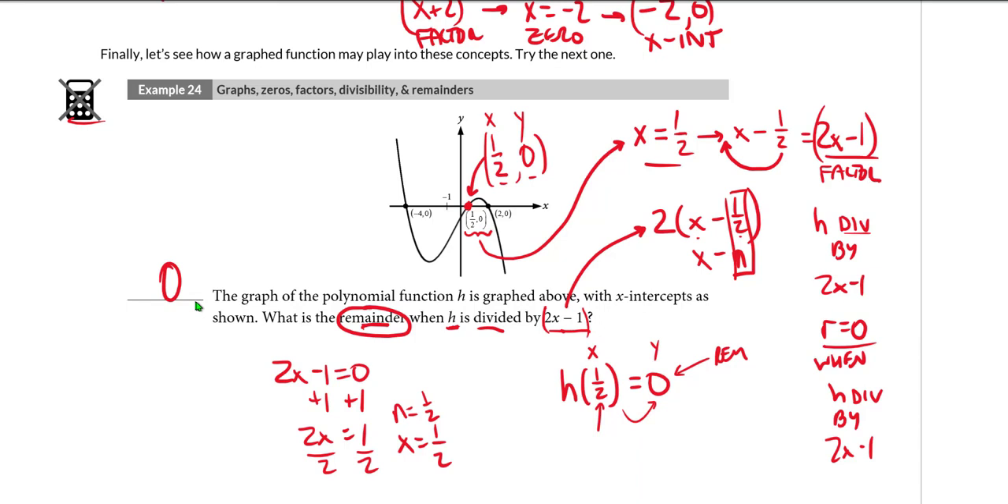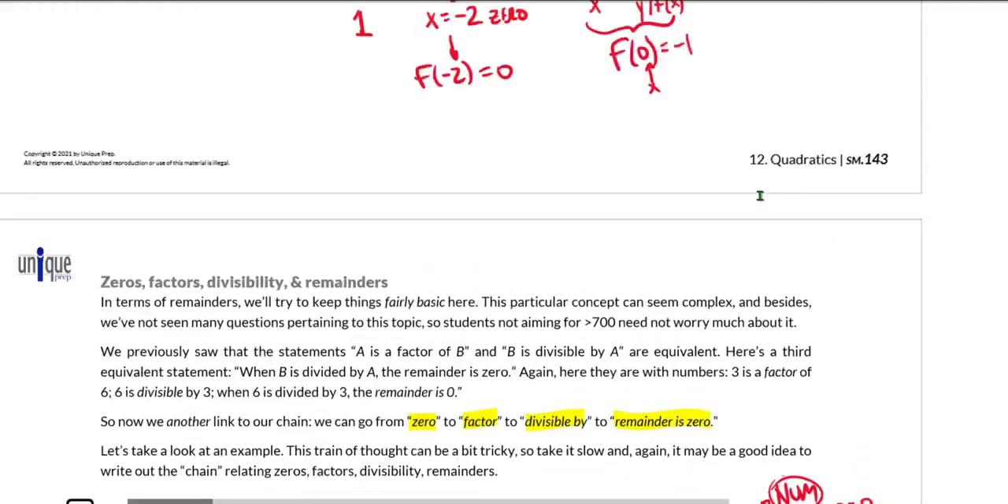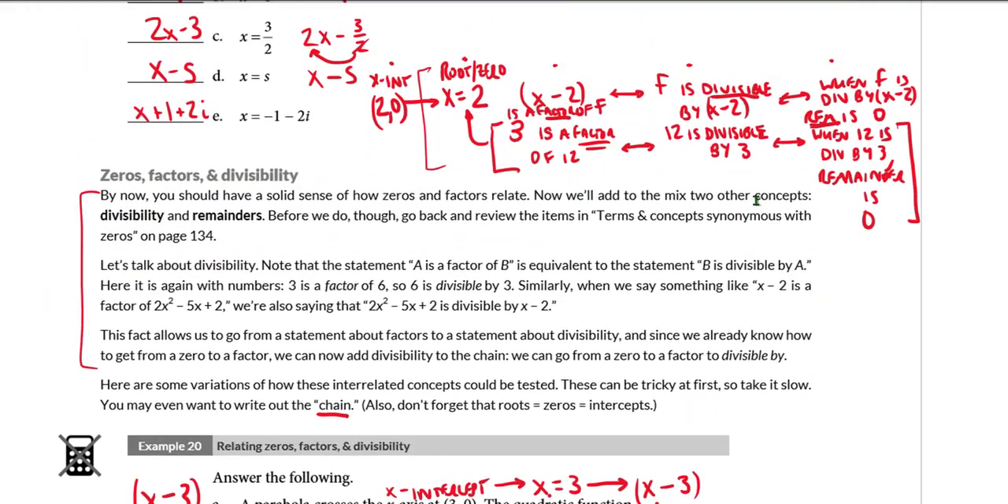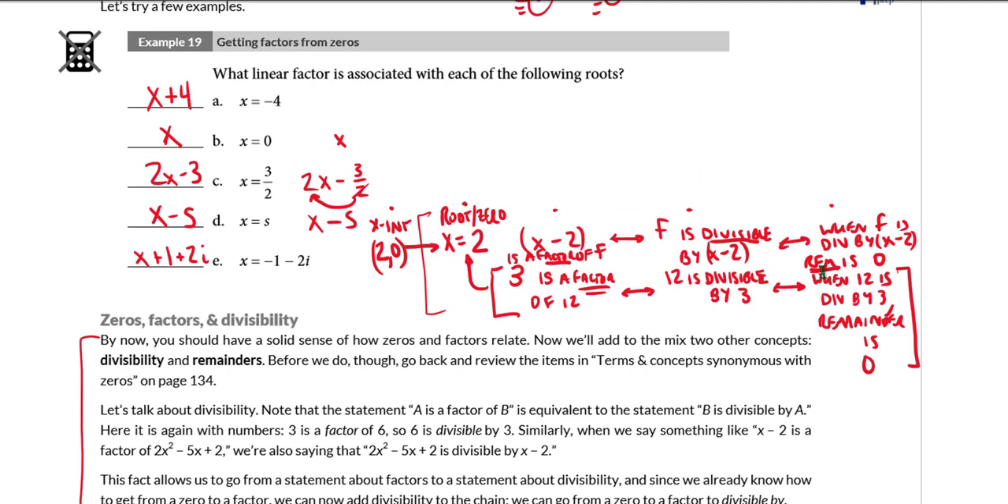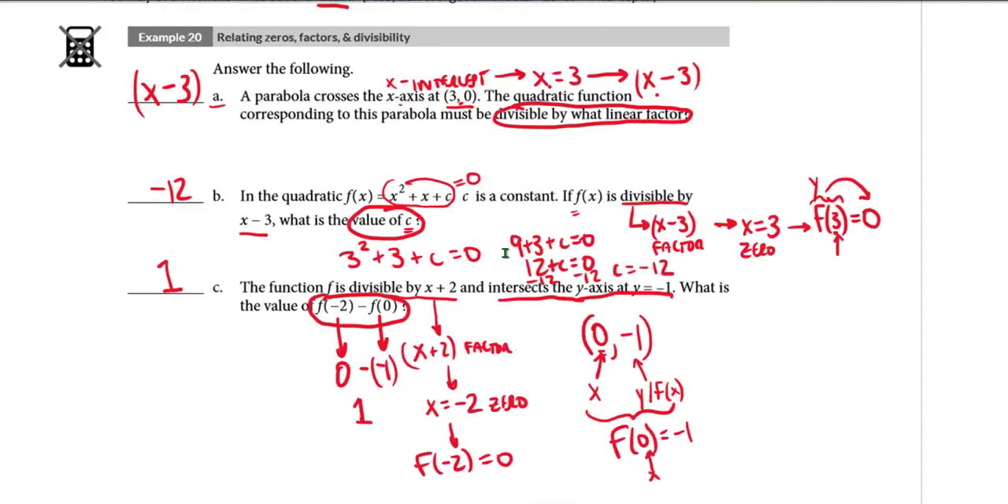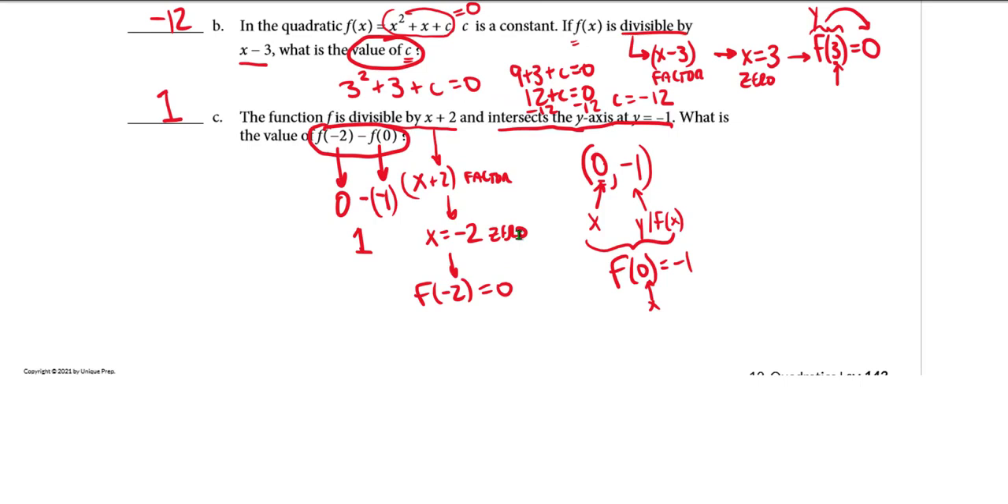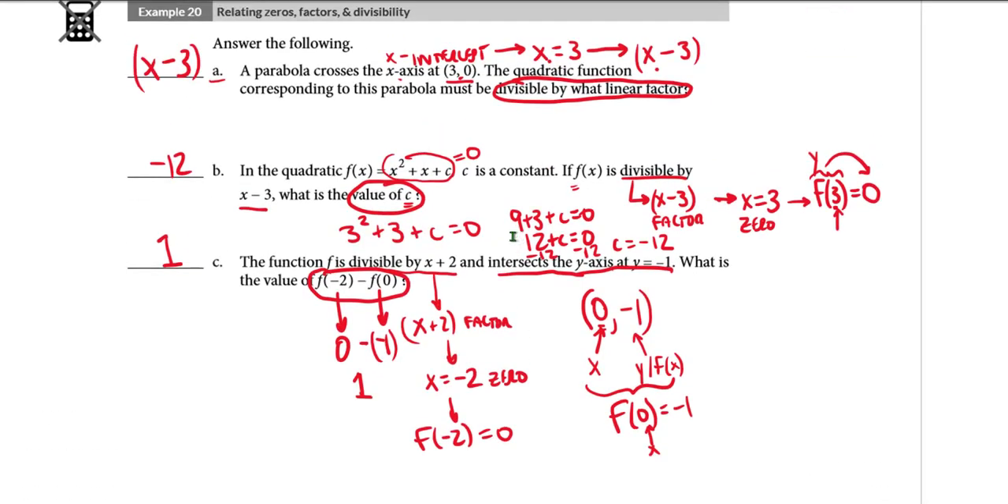I do really suggest that you look hard and often at the chain of ideas that we talked about a couple pages ago. Keep in mind also that on the second page of this section, back in an earlier part of the quadratics section and in an earlier video, we did talk about all of those terms that are synonymous with zeros and roots. It is really important that you understand the relationship between all of those synonymous terms.